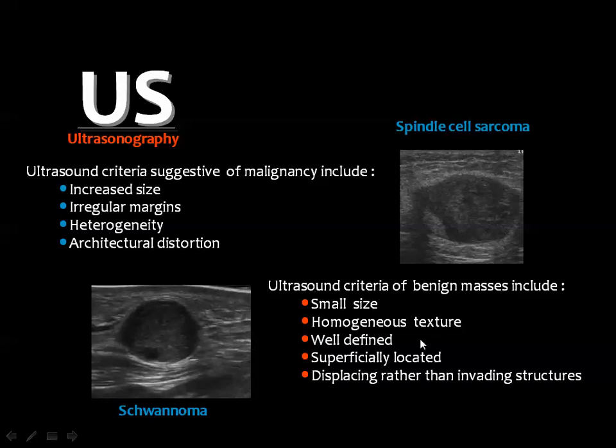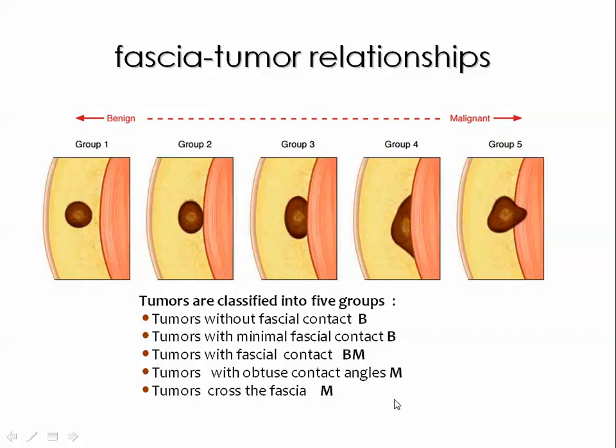These are the broad general rules about the ultrasound criteria of a benign lesion. These include that the lesion is small in size, of homogeneous texture, with well-defined margin, superficially located, and seen displacing the surrounding structures rather than invading them. Then the ultrasound criteria suggestive of a malignant lesion include big size, irregular margin, heterogeneity, and architectural disorder, and also, of course, invasion of the surrounding structures.